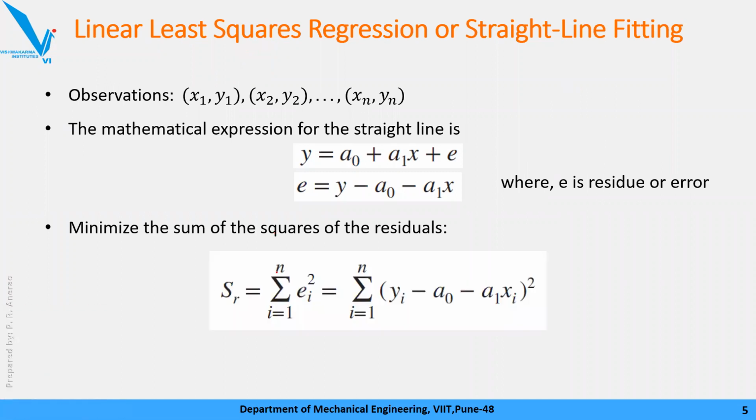Now if you look at this, SR is nothing but the sum of all the residues, but squared. So the formula becomes something like this: sum of e squared, for i from 1 to n, where n is the number of data points or number of readings. We know the error is nothing but this formula. For each value they calculated the error, then squared it and took the summation.